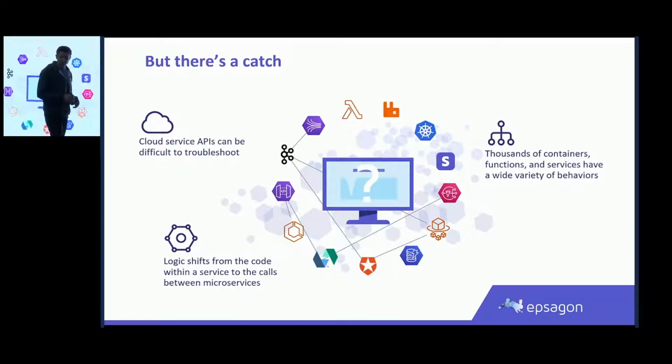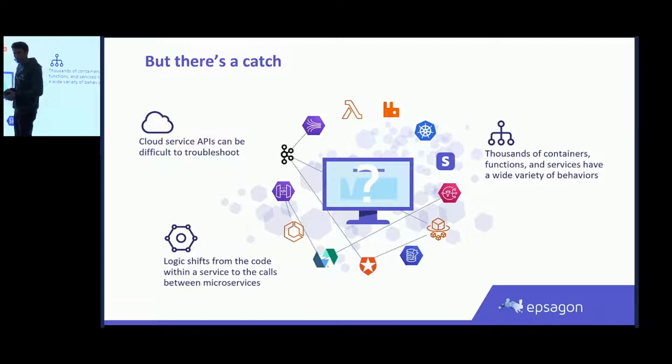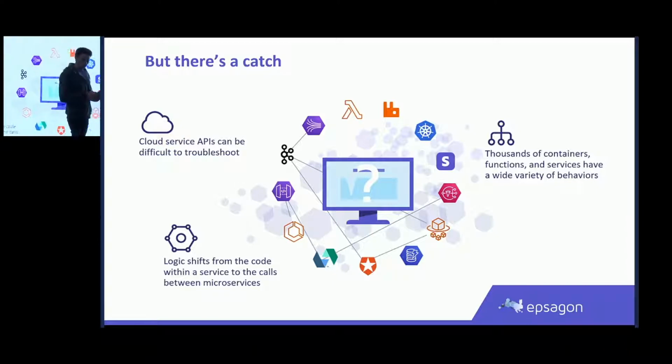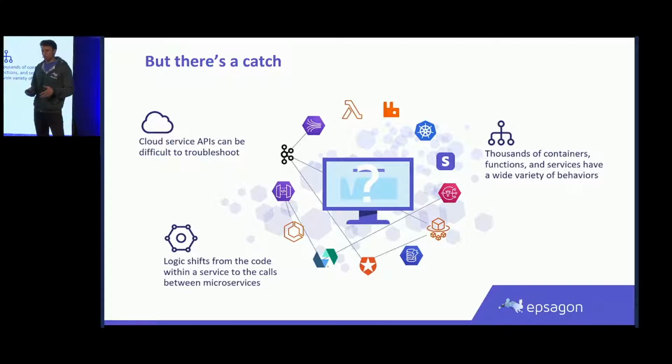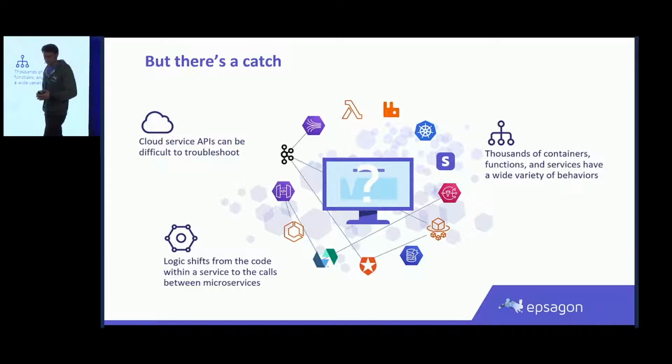In monolithic environments, using just a stack trace would probably give us an immediate answer on where the problem is, what line of code is the problem coming from. But in distributed systems, it's different. Getting to the original root cause can be pretty hard to obtain. There's a logic shift from the code within a service to the cause between microservices. And adding on that, we know that there are thousands of containers in production that behave differently. And the fact that cloud service APIs could be really hard to troubleshoot.